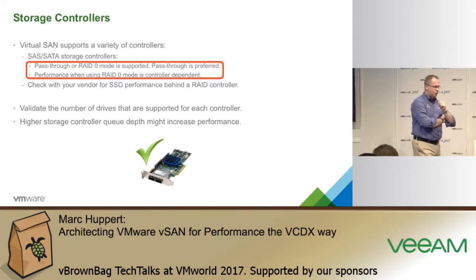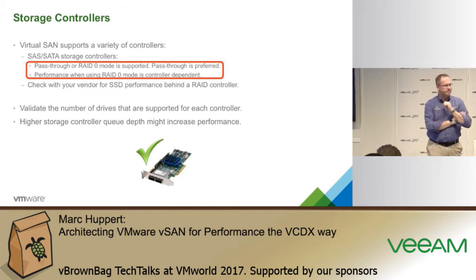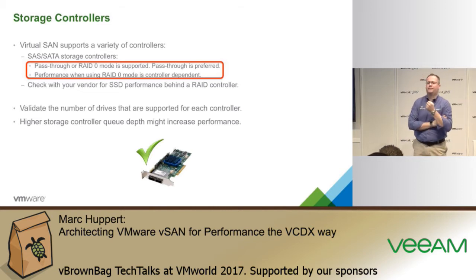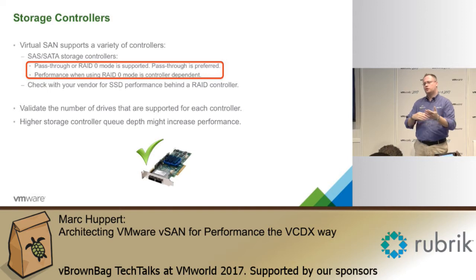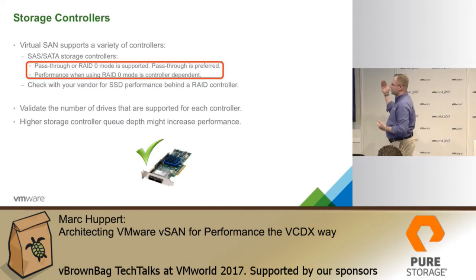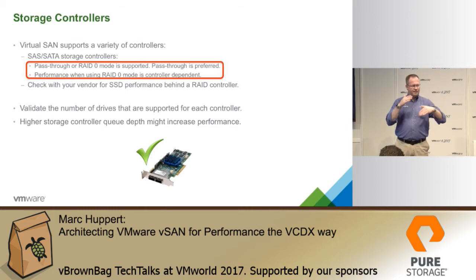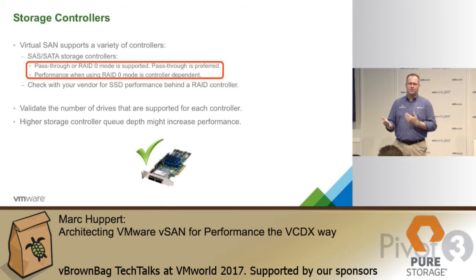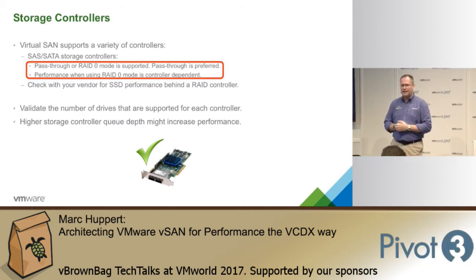The first reason is, what happens if a device fails? With pass-through, you can remove it, attach a new one, and just change your vSAN configuration within the web client. With the RAID 0 configuration, your I/O controller has an influence on performance. I'm going to show it to you in the next slide.